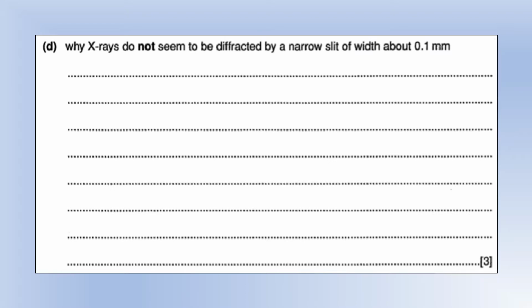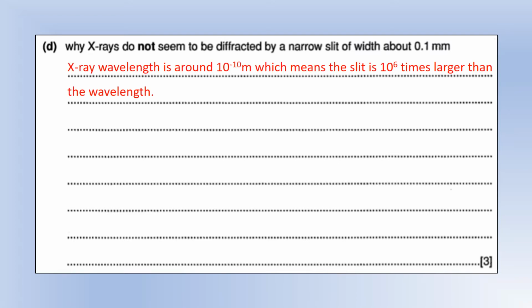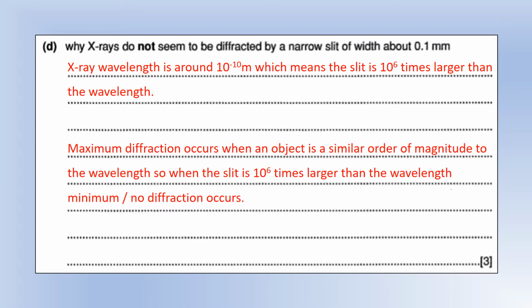So explain why X-rays do not seem to be diffracted by a narrow slit of width about 0.1 millimeters. First thing, we need to think about what the wavelength of X-rays is, which is about 10 to the minus 10 meters, which means the slit is about 10 to the 6 times larger, because the slit is 10 to the minus 4 meters. You should know that maximum diffraction occurs when the object is the same size as the wavelength. So if the object is 10 to the 6 times larger, we're going to get pretty much no diffraction occurring.